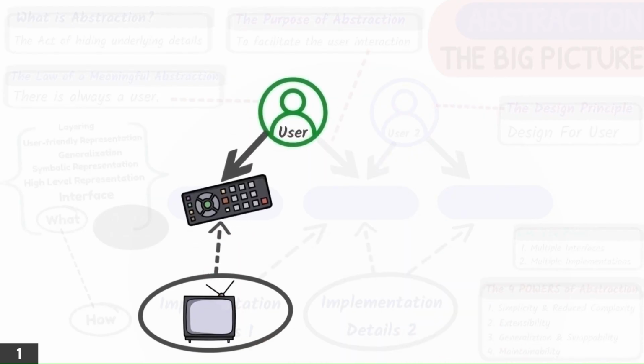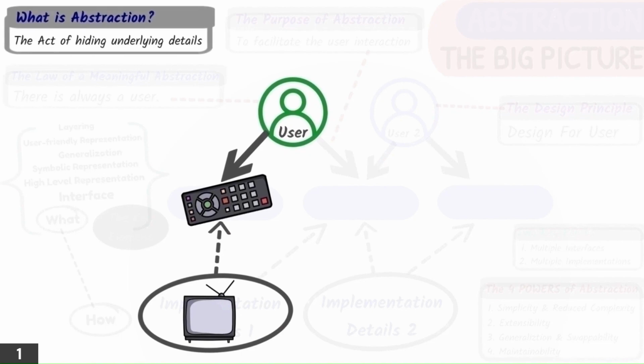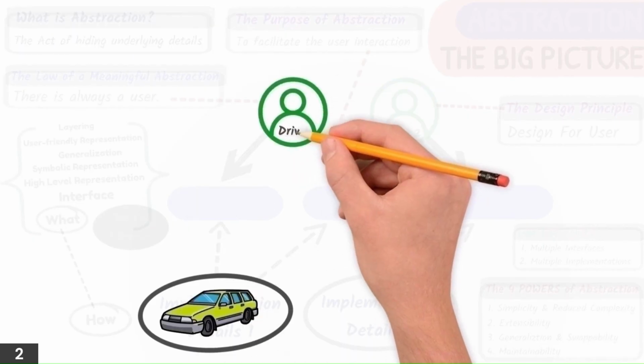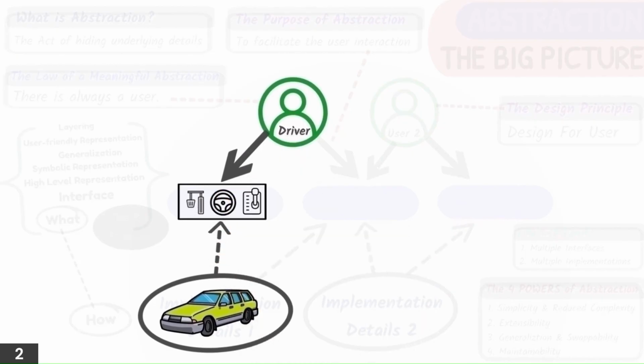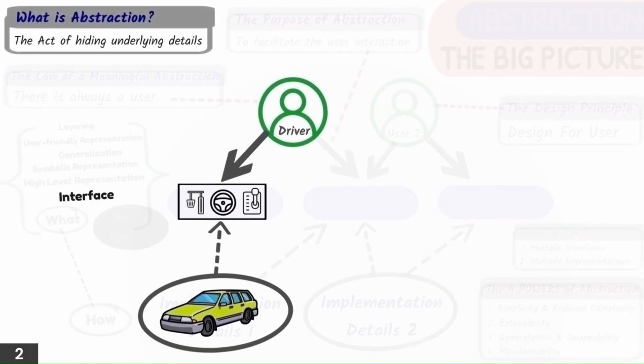Instead, we use an interface to communicate with it, while the actual system stays hidden underneath, just like what's happening here. Abstraction is the act of hiding the underlying details. As we can see, the remote hides the complexity of what's actually happening inside the TV to make those operations work. A car. It has a driver who controls the car using these controls. These controls serve as interfaces, hiding the underlying implementation details. As drivers, we are interested in what to do, not how it works.